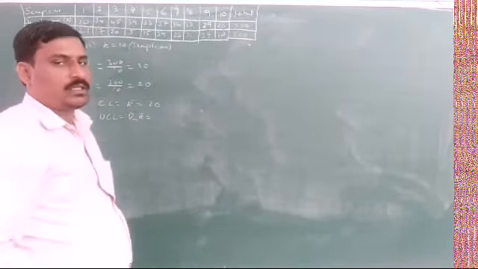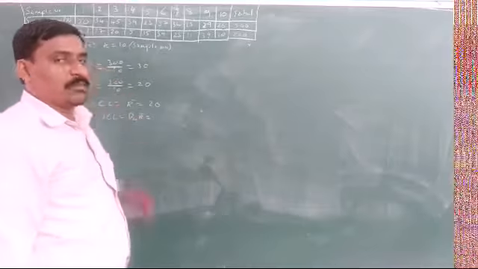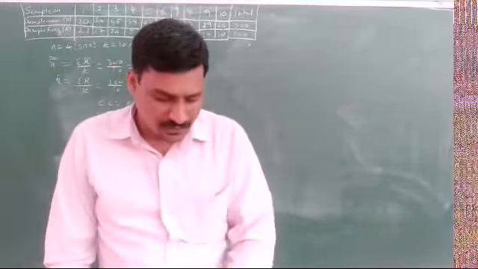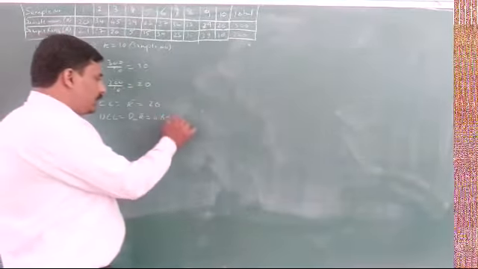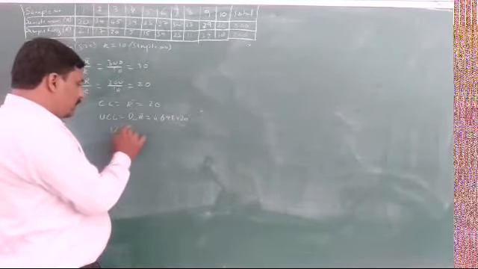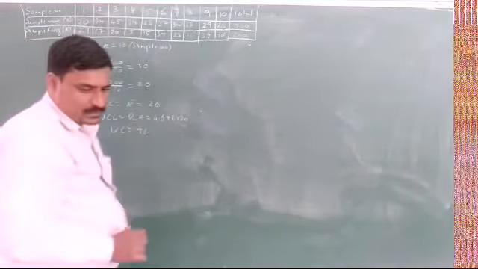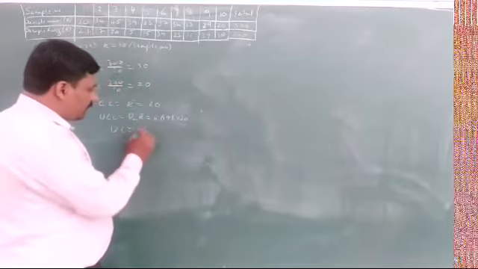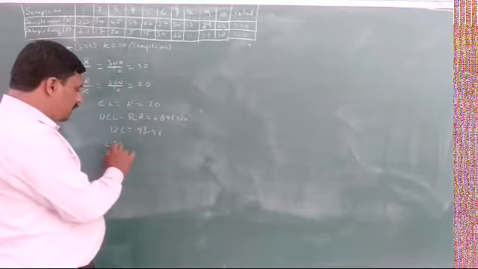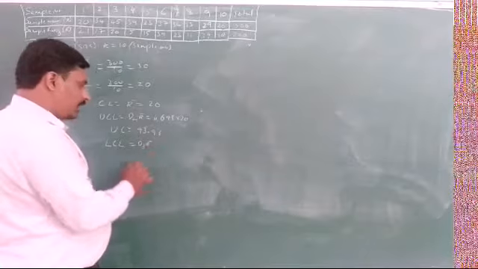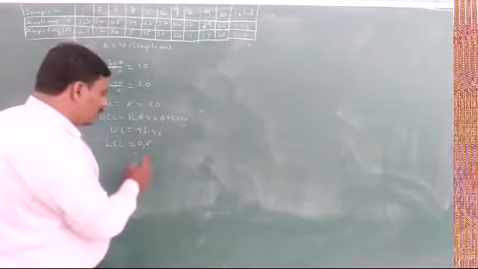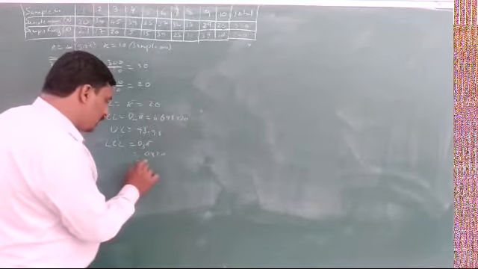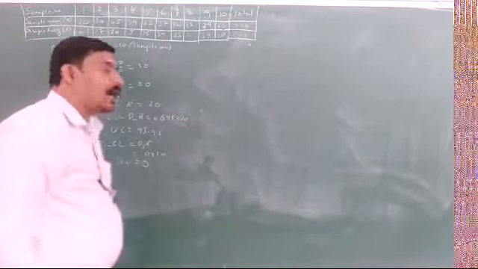The D4 value is a table value. It varies based on the sample size. The sample size is 4. For sample size 4, the D4 value is 4.698. So 4.698 into 20. So we get the upper control limit equal to 93.96. And the lower control limit is D3 R bar. The D3 value for sample size 4 and 5 is 0. So 0 into 20. So the lower control limit is 0 for the R chart.